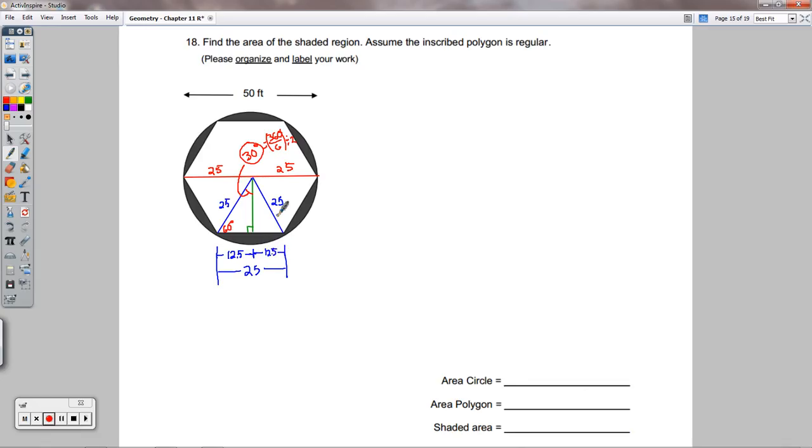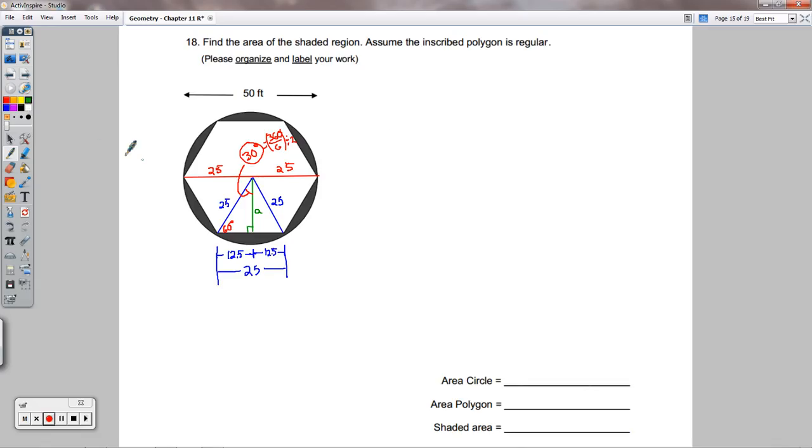So if we're going to try to find the height, we could use trig at this point, or you could use special right triangle stuff. So I'm going to use special right triangles because it goes a little faster here, but you could use trig as well. You could say, you could use 30. You could say the tangent of 30 would be 12.5 over the apothem. So I'm going to call this A. So I could use that, or I could use the 30, 60, 90 stuff.